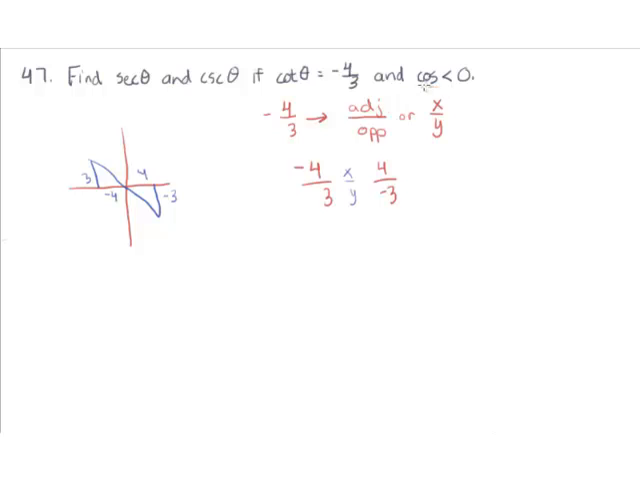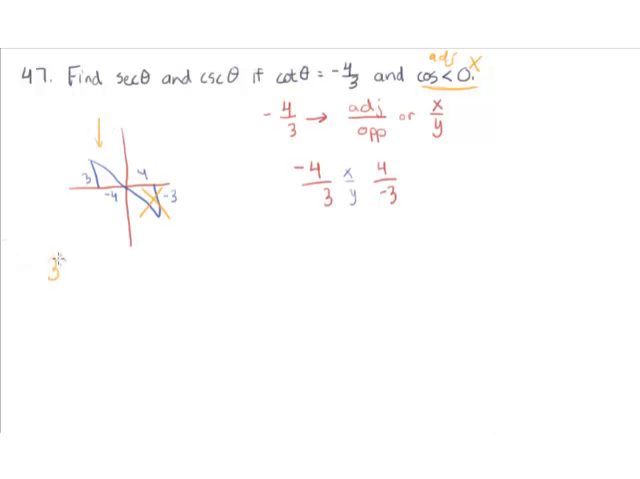But because they told us this last part, cosine has to be less than 0, we can get rid of one of these two triangles. So we have to say, okay, which one of these triangles gives us a cosine that's less than 0, which means a cosine that's negative. And since cosine has to do with our adjacent side, or you can think of it as having to do with our x value, we need that value to be negative, so it has to be this triangle in the second quadrant, and not the one in the fourth quadrant.